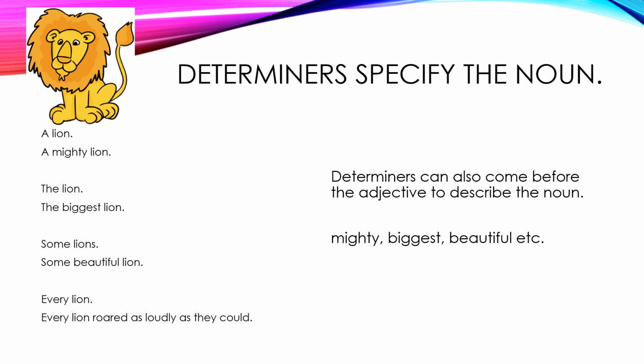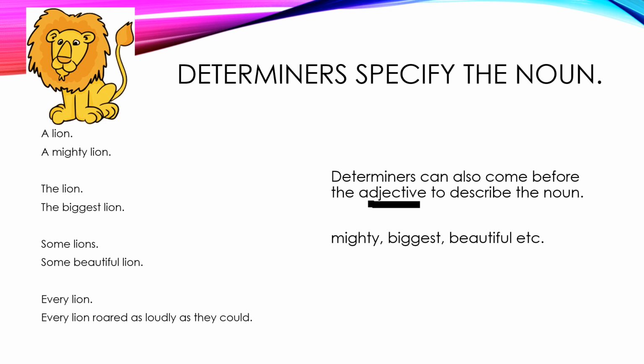Okay, like we were saying, how determiners specify the noun. I've taken one noun here. I've just taken a lion, and we're going to look at how determiners might change that noun. I'm going to mention here as well, determiners can also come before the adjective that describes that noun.